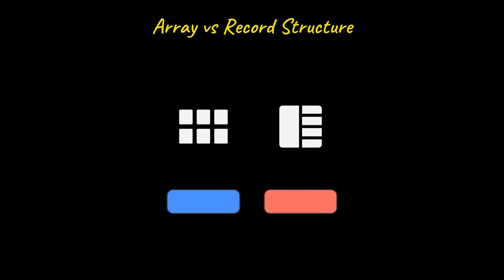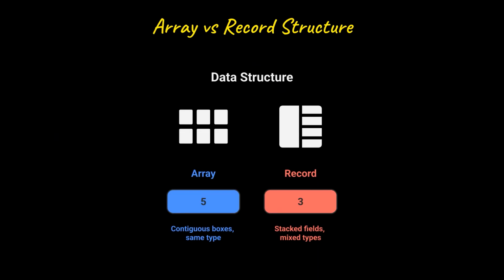A record instead bundles several attributes of possibly different types under one identifier, each reached by a field name rather than a number. It represents one compound entity, like a student with a name, a birth date, and a grade point average. Visually, an array looks like a uniform row of identical slots addressed by number. A record looks like a labeled bundle of differently sized compartments, each named for the attributes it holds.